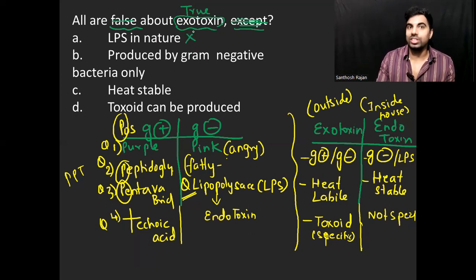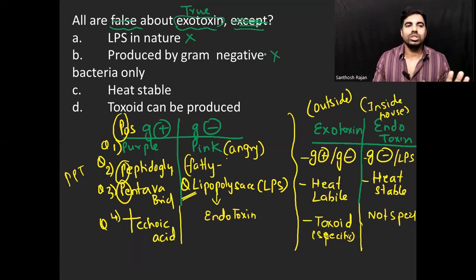They don't have fat. Only introverts have fat. Produced by gram-negative bacteria only? No. Extrovert people are very good. They are good with all. Positive people, gram-positive, gram-negative, they are happy with everyone. And heat stable? No. When they go outside they will be labile. They die. Extroverts will die. So, out.